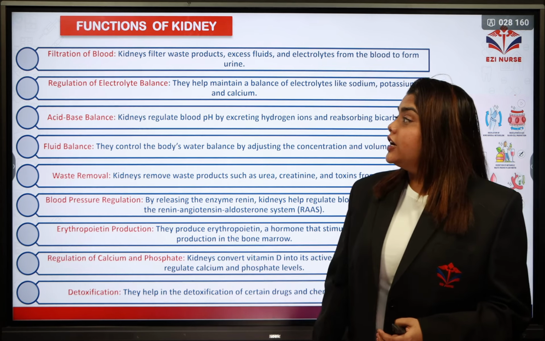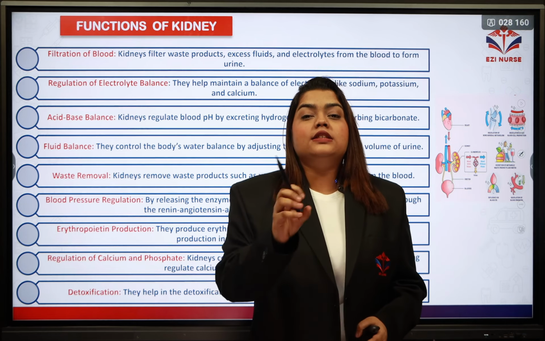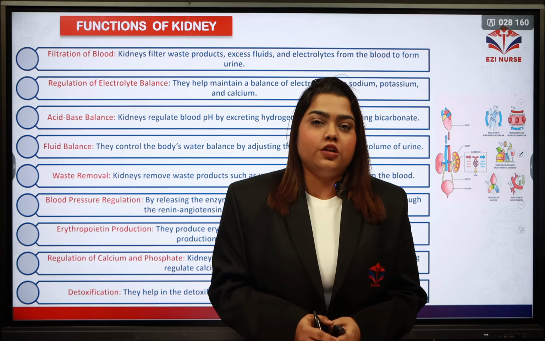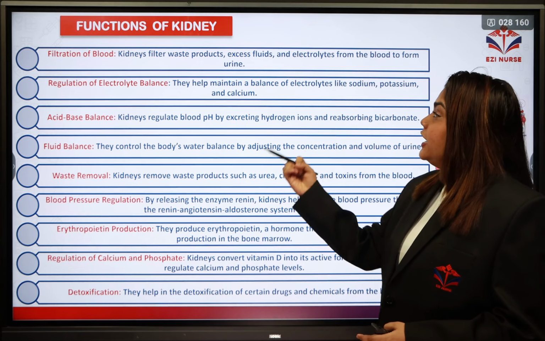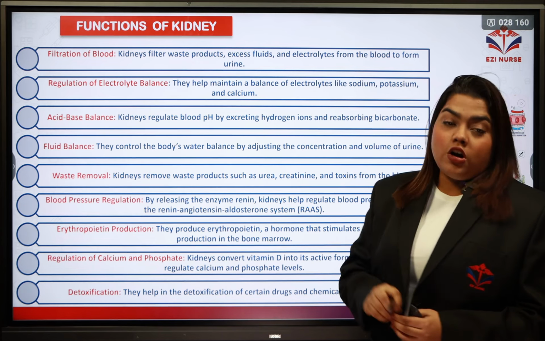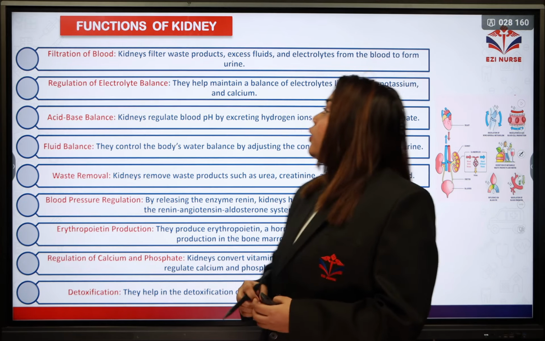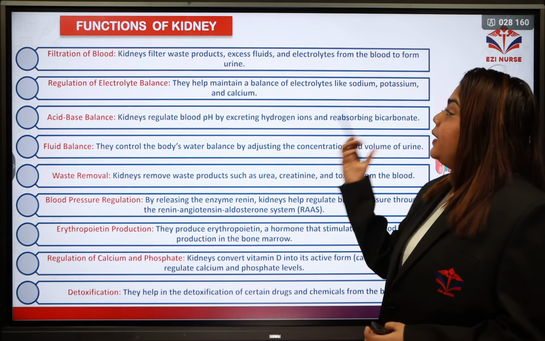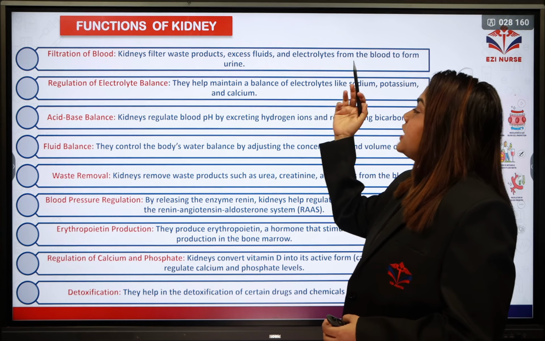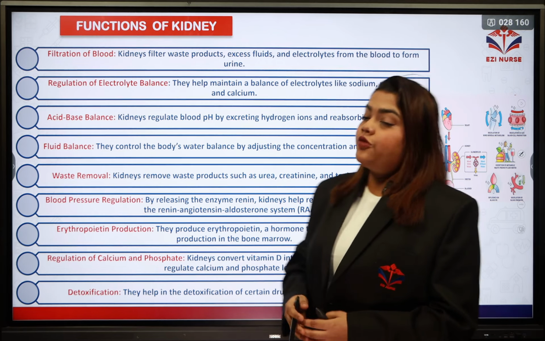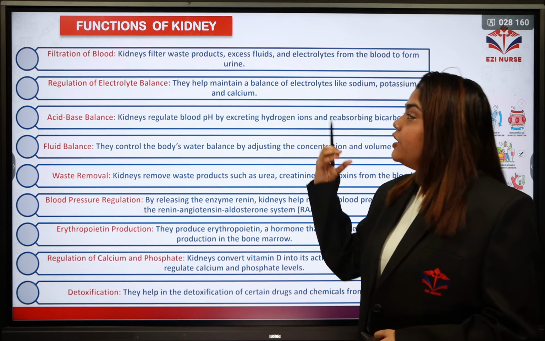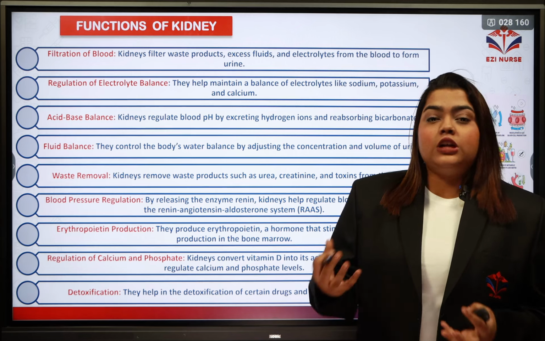So the first function is filtration of blood, and this is the main and important function of the kidney. The kidney will filter the waste products from our body and excrete them through the urine. The kidney mainly filters the waste products, excess fluid and electrolytes from the blood, and removes them from the body through the urine.